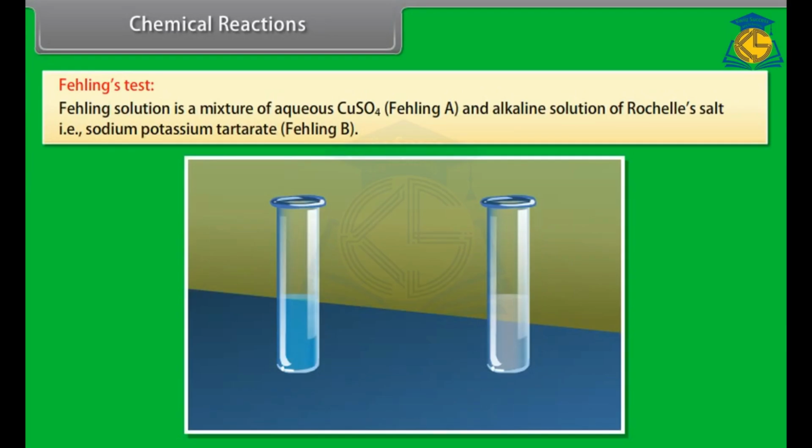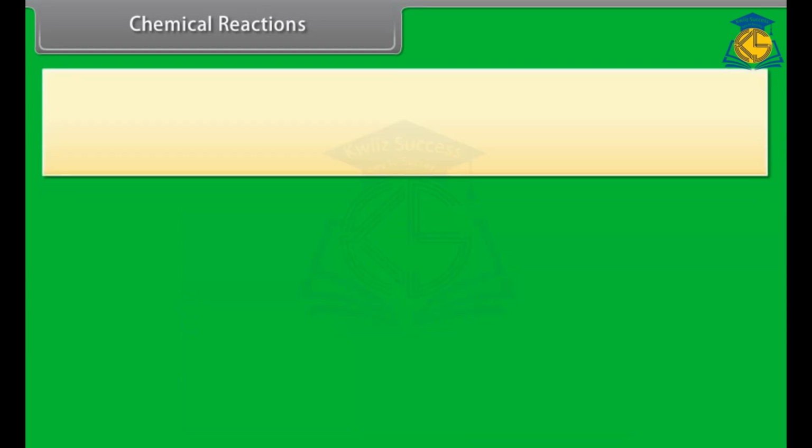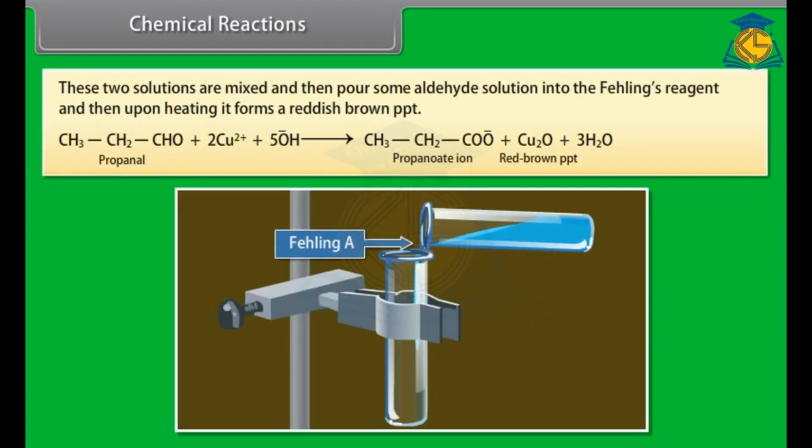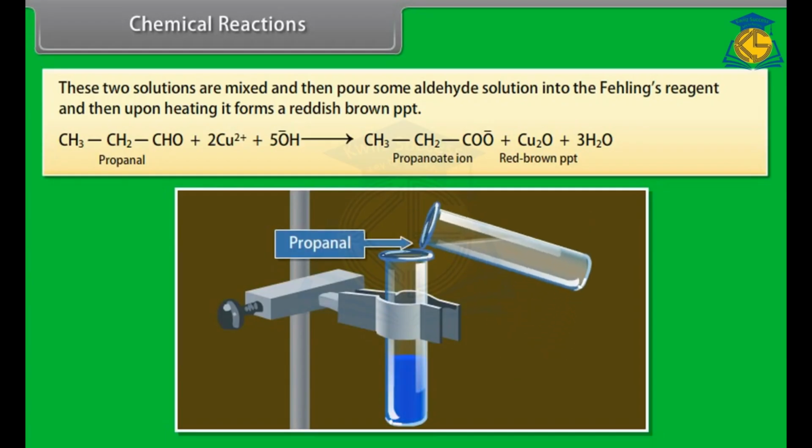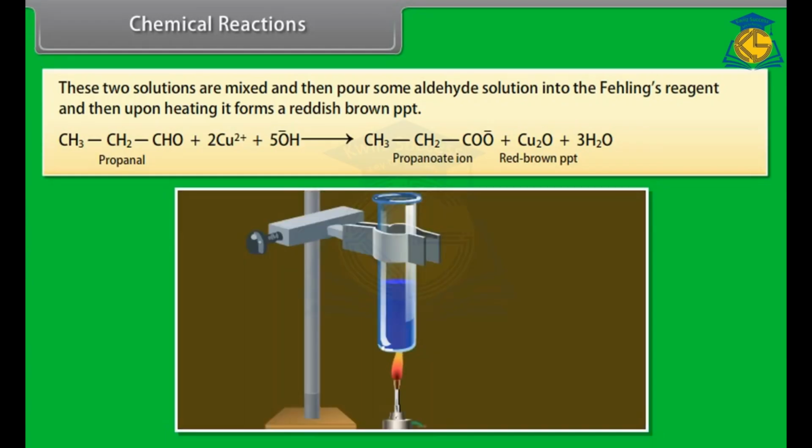Fehling's solution is a mixture of aqueous copper sulfate, Fehling A, and alkaline solution of Rochelle's salt, that is sodium potassium tartrate, Fehling B. These two solutions are mixed and then an aldehyde solution is poured into the Fehling's reagent, and upon heating it forms a reddish brown precipitate.